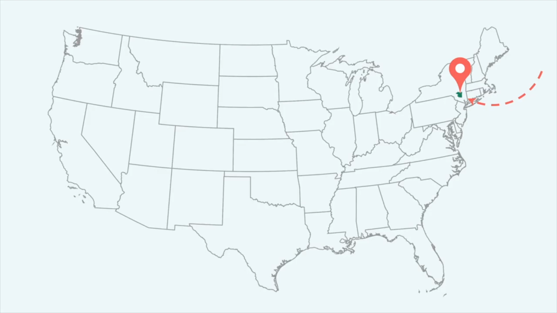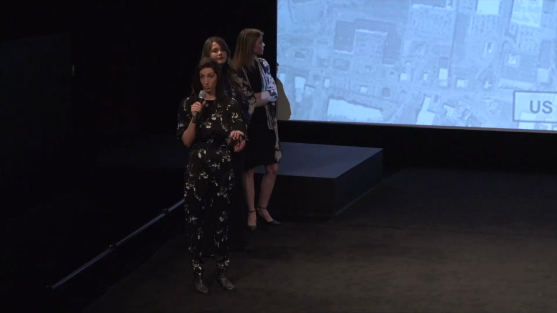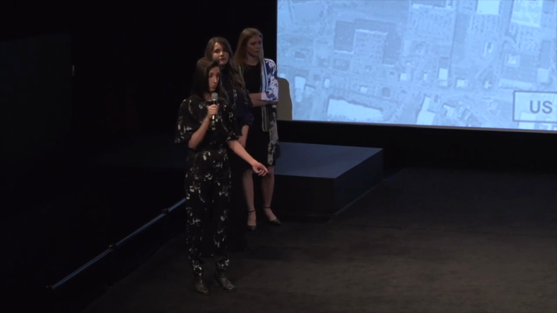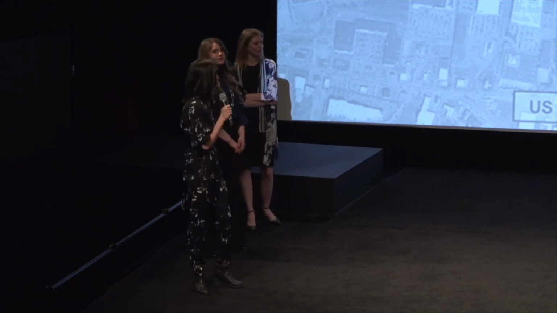From the outside, this small community in upstate New York may appear powerless to a global threat, but that wasn't the case. In late 2017, a fossil fuel plant was proposed for construction just 700 feet from Regis and Vicky's home. A plant that would affect their air quality and their water quality, and all while producing no jobs for the community. So this group of four, they formed partnerships with local organizations and elected officials, and they fought back.